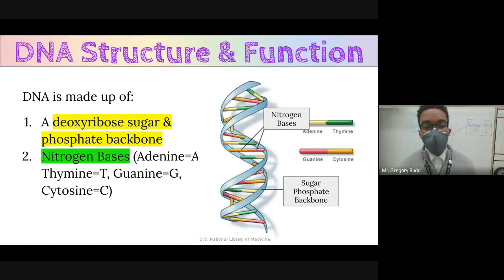So what we end up with is that the sugar and the phosphate serve as the backbone. They're like the sides of the ladder, whereas the nitrogen bases are the rungs of the ladder.